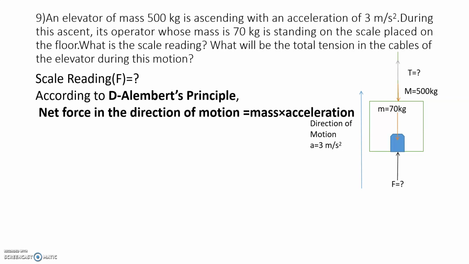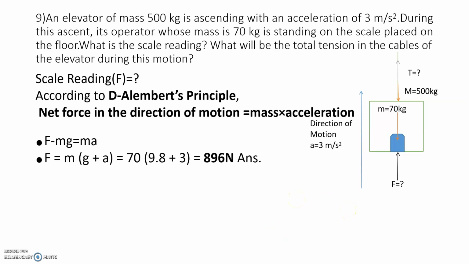So we can find out the scale reading. In order to find the scale reading, we need to consider this portion. The reading on the scale depends on the mass 70 kg and this acceleration of 3 meter per second square. It is independent of the mass of the elevator. So we need to consider only this portion. Applying D'Alembert's principle: net force in the direction of motion equals mass into acceleration. So we get F minus mg equals ma. Substituting the values, we get F as 896 Newton.